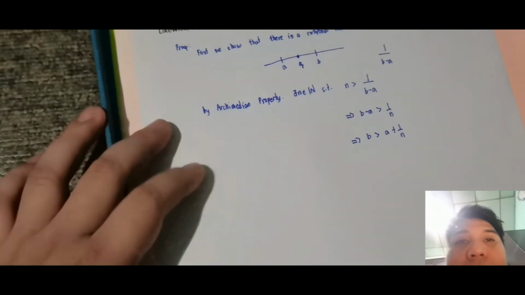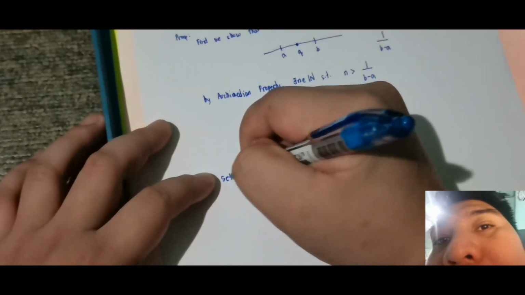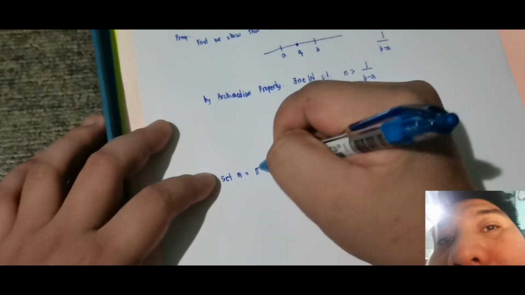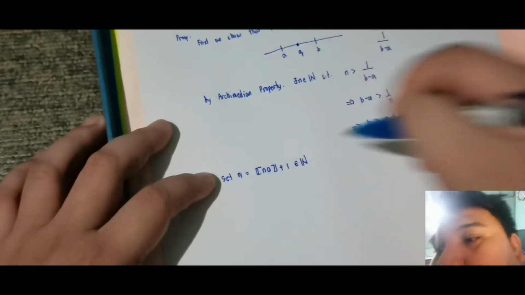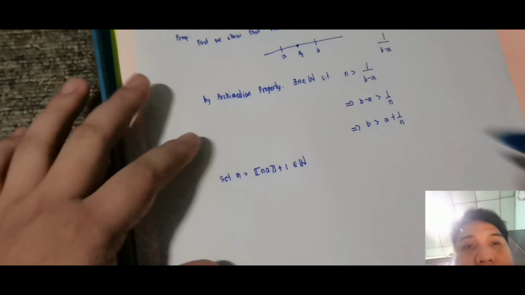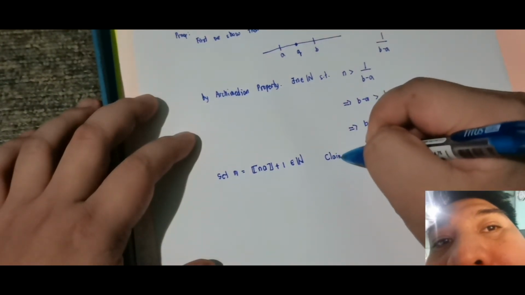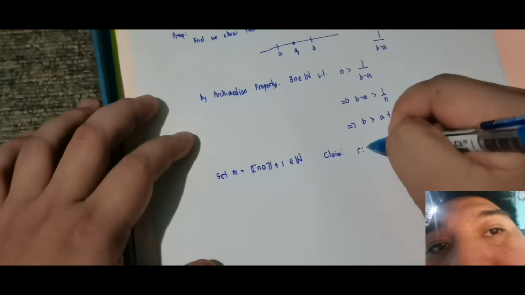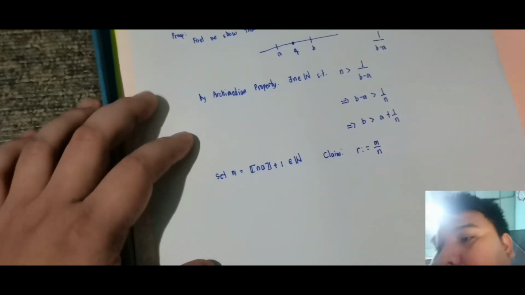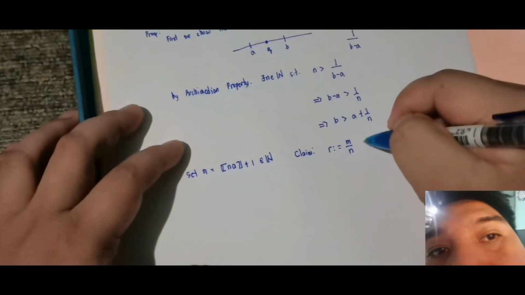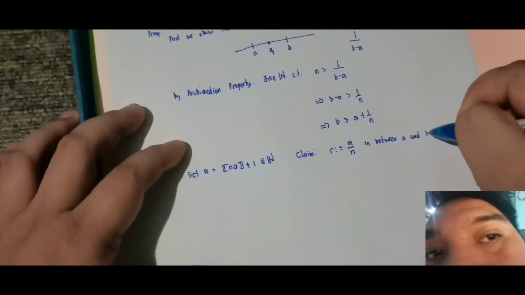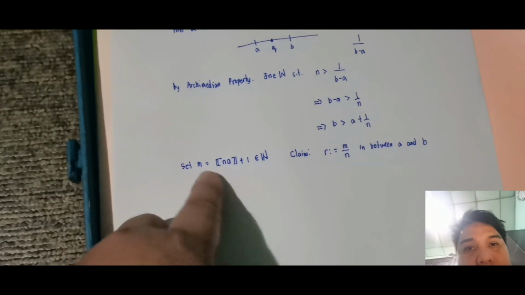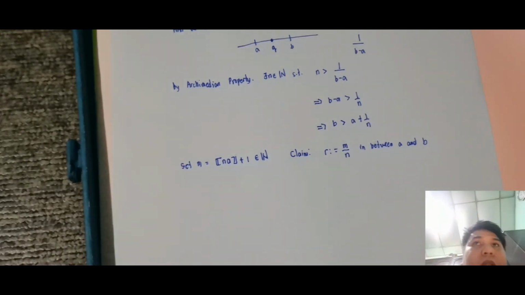So ngayon, mag-set lang ako ng m. So greatest integer function. So set ko lang na si m to be the greatest integer of n times a plus 1, which is an element of natural number. Okay, so ang claim ko na yung r natin is defined to be m over n. Siya yung in between a and b. Okay, so ulitin ko lang. Sinet ko lang to. So, bakit ko siya sinet? Kumuha lang ako ng number in between dun sa mga yun.